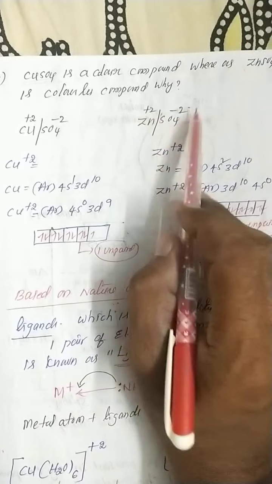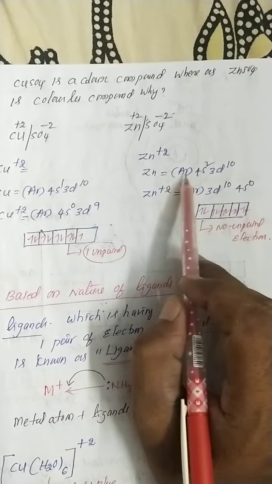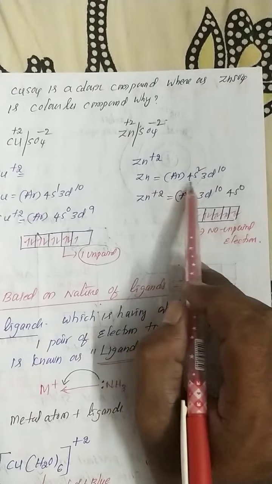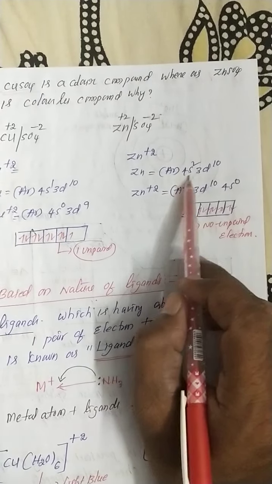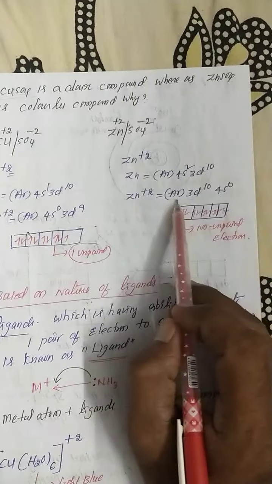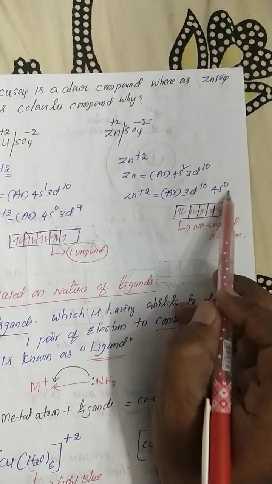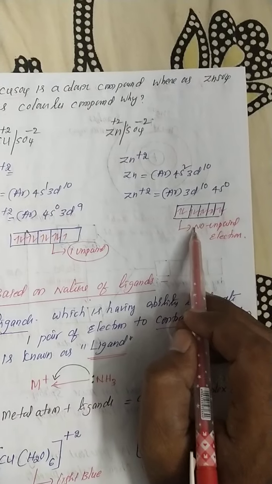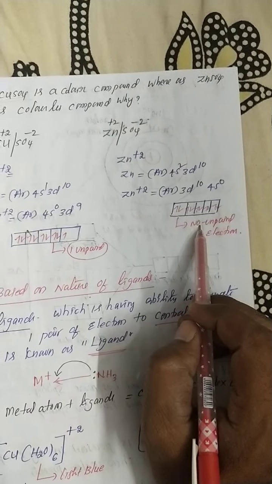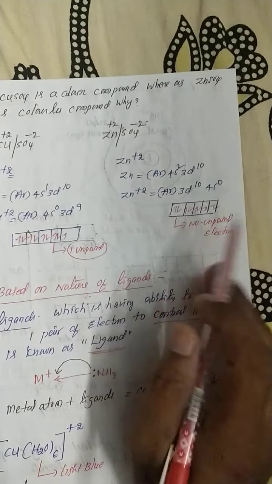But in the case of ZnSO4, here the same sulfate, minus 2, so zinc loses 2 electrons. Zn plus 2: the electronic configuration of zinc is argon 4s2 3d10, so now 2 electrons are removed from the 4s orbital. Now what happened? Argon 3d10 4s0. 3d10 means completely filled electrons in the d orbital, so there is no unpaired electron. That's why zinc sulfate cannot exhibit any color.